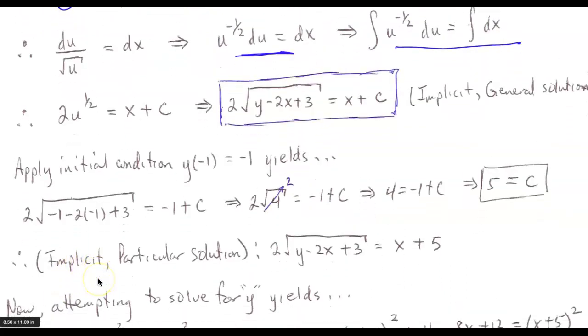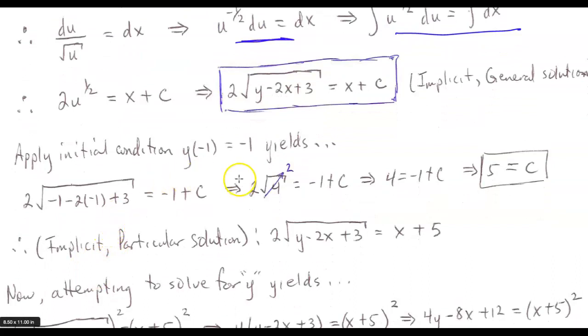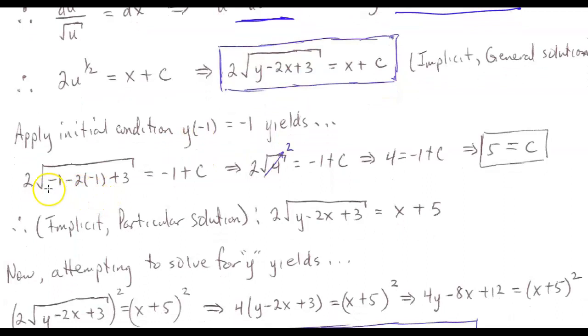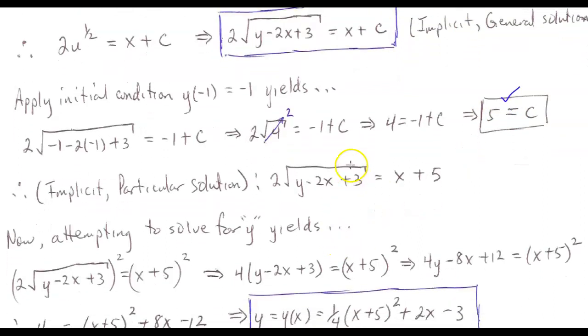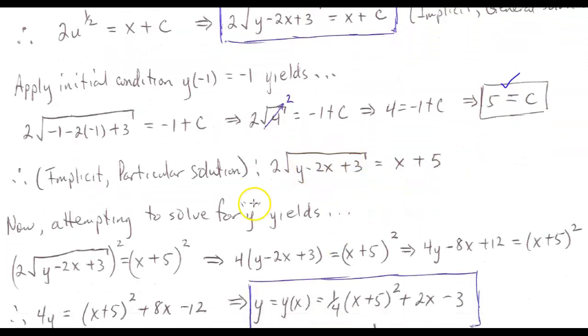Okay, so now at this point, we need to go ahead and apply our initial condition. We do that when x is -1, y is -1. So we just go ahead and plug all that information into our implicit general solution here, and we see that we end up getting that c is equal to 5. Okay, so we know what that is now.